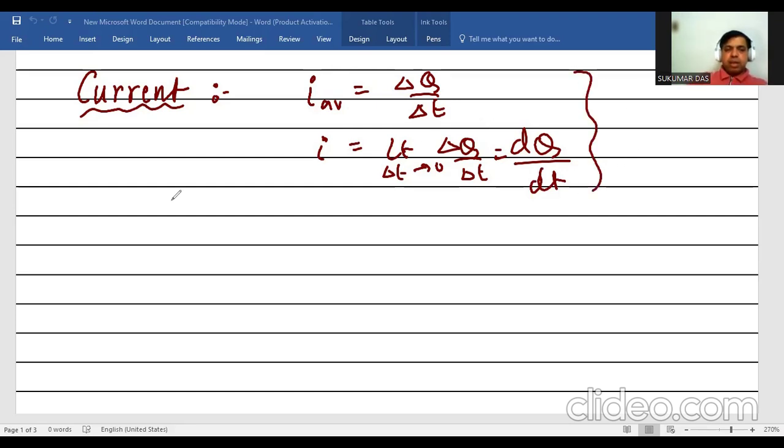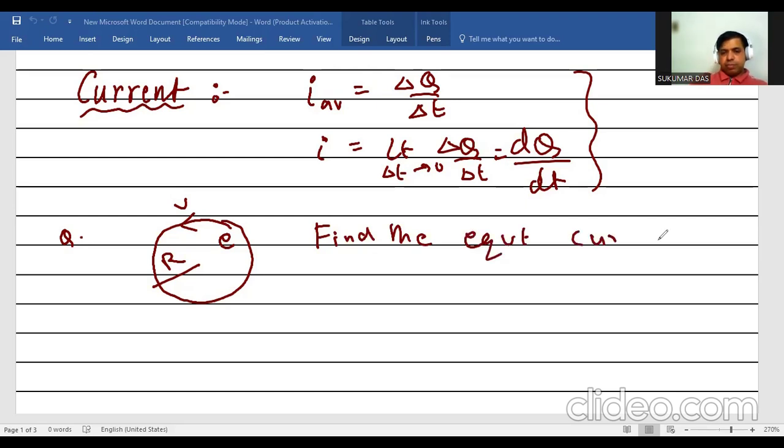So one question related to this may be that there is one electron which is moving in a circular path. This is a very popular question. One electron is moving in a circular path of radius r with constant speed v. Find the equivalent current. Try to do it.